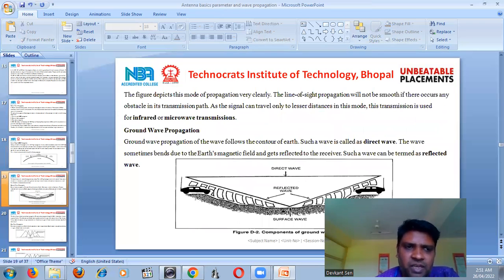Second one is ground wave propagation. In ground wave propagation, the wave follows the contour of the Earth. Such a wave is called a direct wave. The wave is sometimes bent due to the Earth's magnetic field and gets reflected to the receiver. Such a wave can be termed a reflected wave. Look at this diagram. Here the wave is reflected from some obstacle present on the earth and then reflected to the receiver.